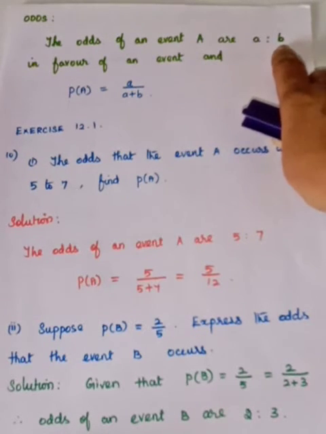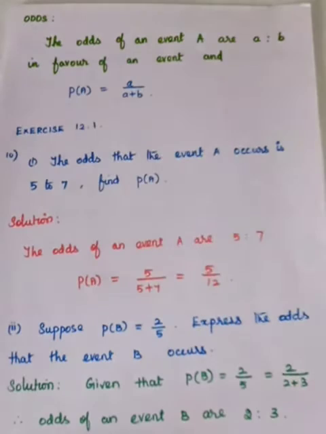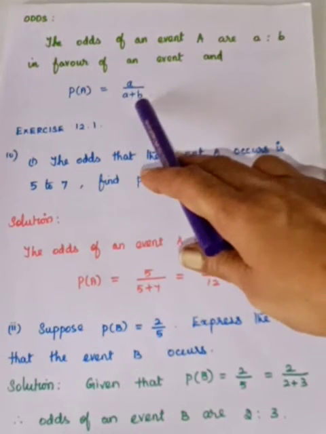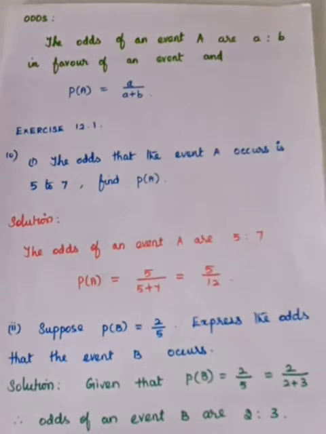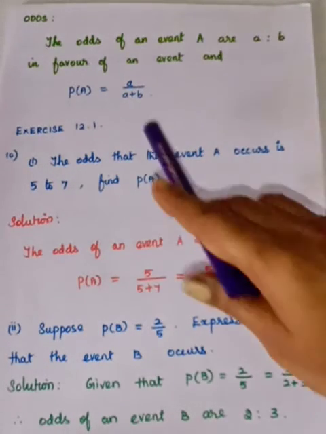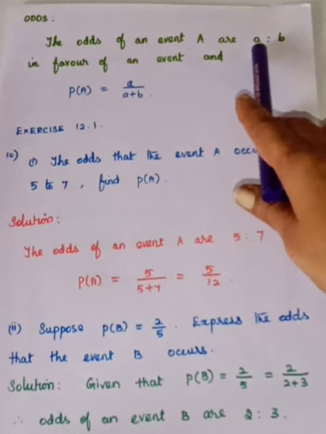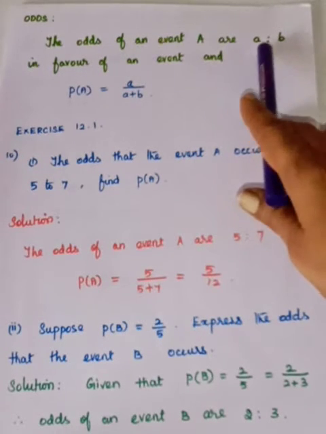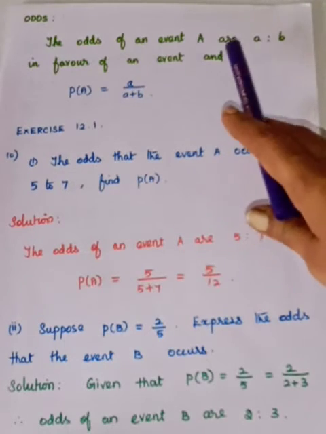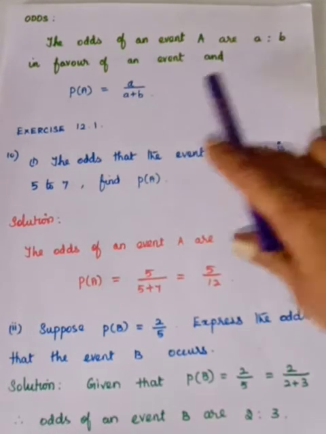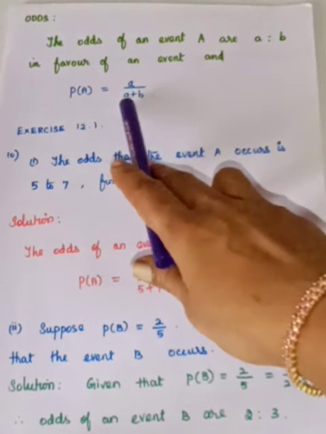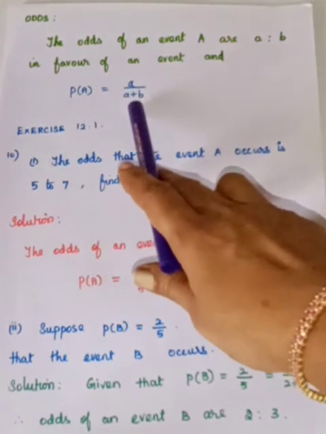If it's so, how to write the probability of A? If you have odds, how to write the probability of A? Probability of A means n of A by n of S. N of S means what outcomes will come, you have to write it. So here the small a is the chances in favor of that event. Small b is the chances against the event. Both will happen. So therefore the total number of elements is a plus b. That is the sample space.